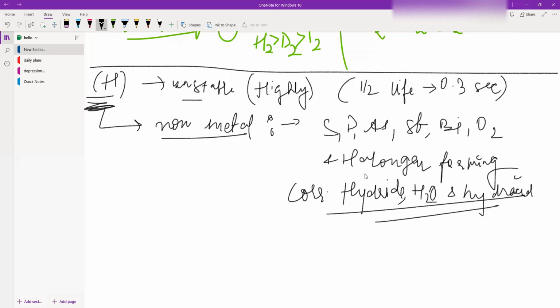Okay. Hydrogen also has some more properties that we'll be sharing again in the next lecture.